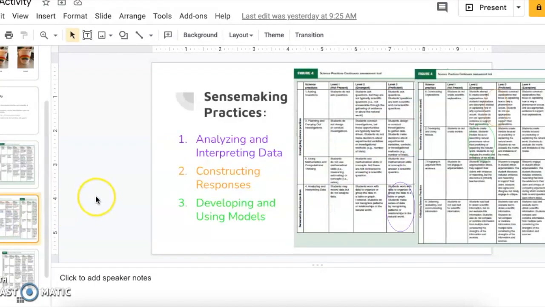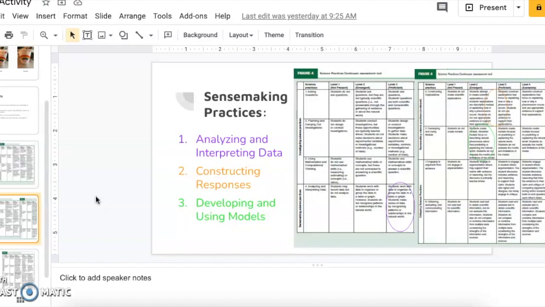In terms of sense-making practices, there's three. The first one is analyzing and interpreting data. I put that in the proficient level because students are at the center of their learning and they are analyzing their work as the work goes through each phase. They have to ask themselves questions about what is working and what is not working in this case.